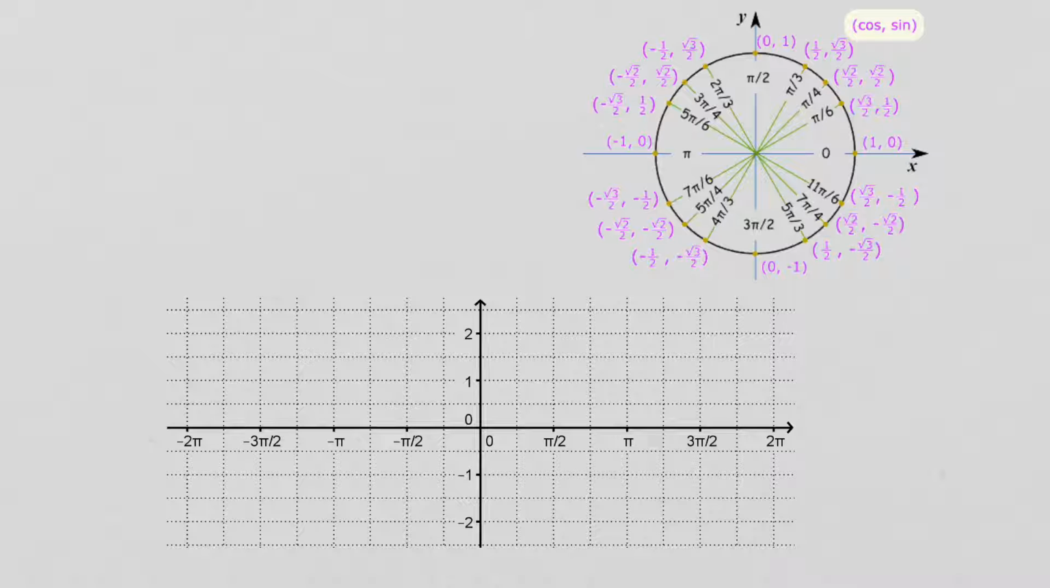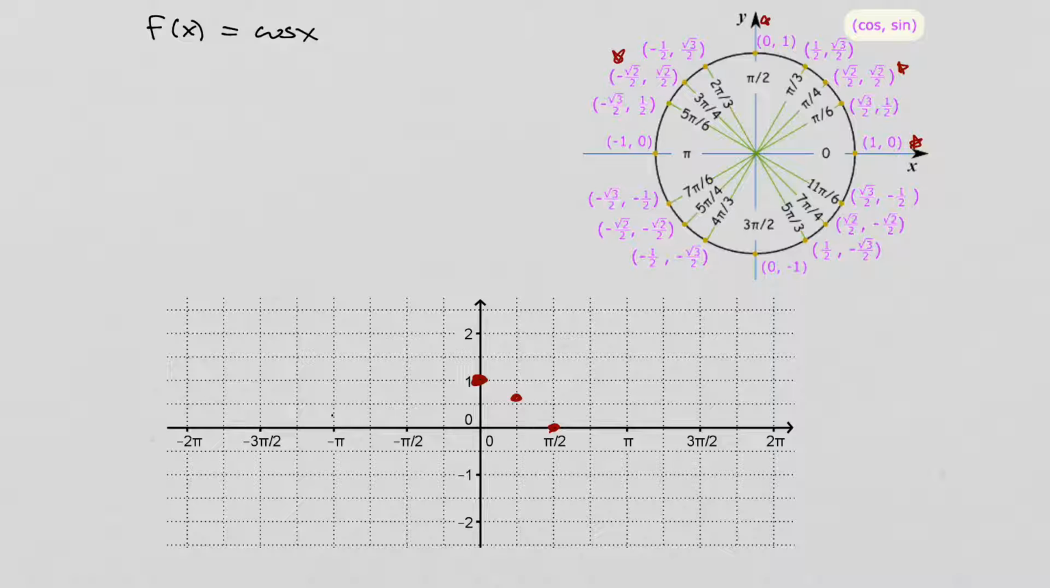All right, so now let's graph the function f of x equals cosine of x. We'll do the same thing we just did. Let's just go around our unit circle for that first period. Let's start right here at 0. Cosine of 0 is 1, so it's going to start right there. Cosine of pi over 4 is square root of 2 over 2. Cosine of pi over 2 is 0.